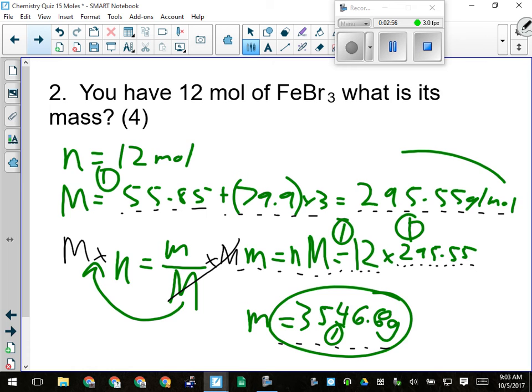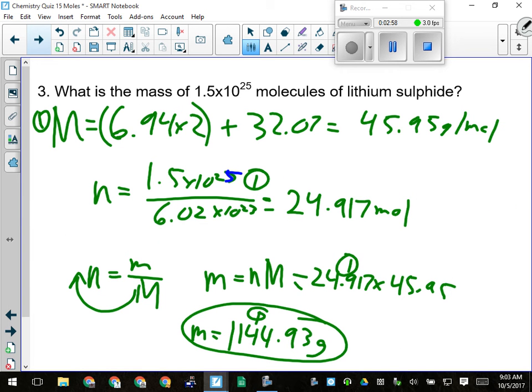Okay. All right. Question number 3. We got lithium sulfide. This one also look familiar? It should have. We did it yesterday. Again, this is just me rewarding you for paying attention. Okay, so we got 1.5 times 10 to the 25 molecules of lithium sulfide. I think it was 4.5 yesterday, but it's the same question. I changed like one number.